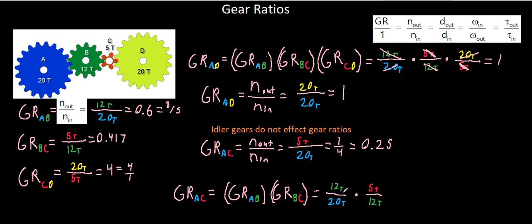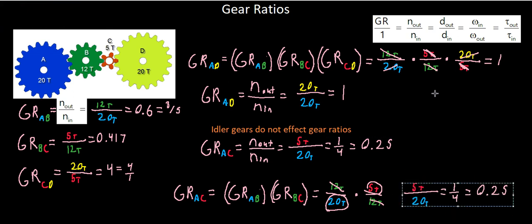And if you look at this, well, we have 12 over 20 times 5 over 12. We have 12 on top and 12 on bottom. They would cancel out. So look what we'd be left with. We'd be left with 5 teeth and 20 teeth. So taking the idler gear into account, it doesn't actually change your math. It just gives you an extra step. So basically, these are the exact same, just with less steps. And that's what we mean when we say the idler gears do not affect it.